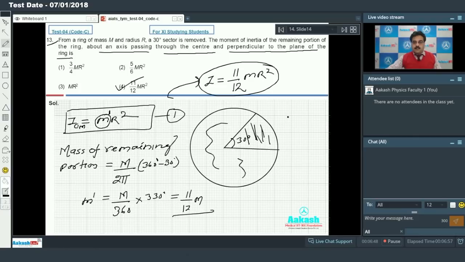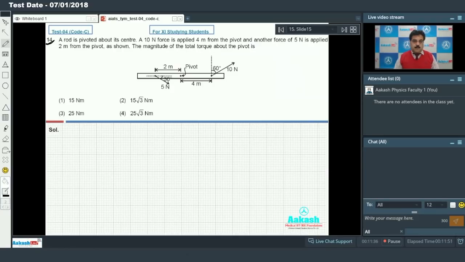And let's move on to question number 14. Now I am going to take question number 14. A rod is pivoted at center A. A 10 Newton force is applied 4 meter from the pivot, and another force of 5 Newton is applied 2 meter from the pivot point, as shown in the figure. The magnitude of the total torque about the pivot is.